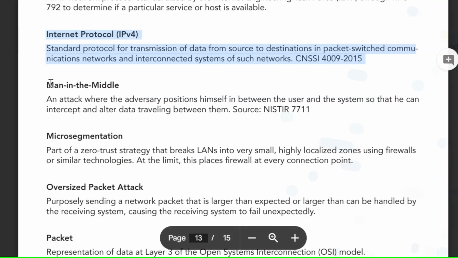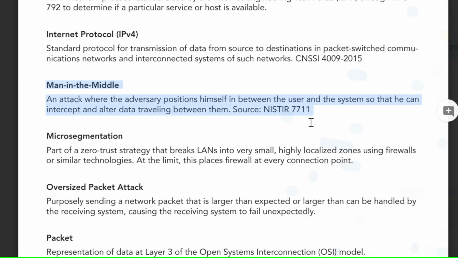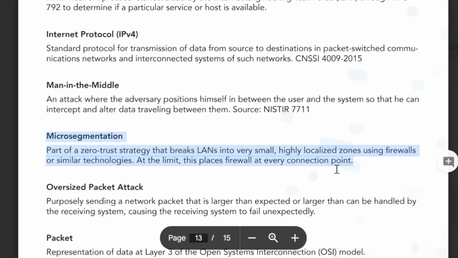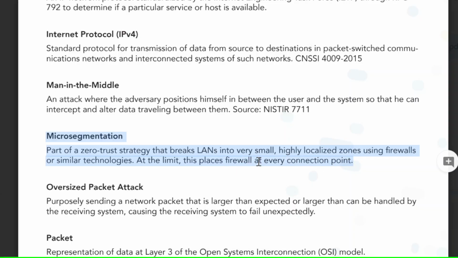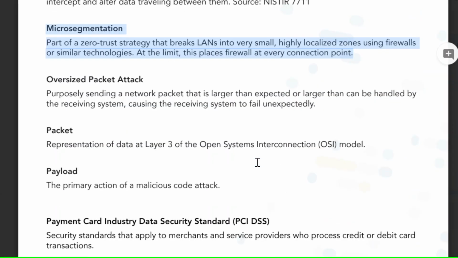Then next we have a man-in-the-middle attack. In a man-in-the-middle attack, an adversary positions himself in between the user and the system so that he can interrupt and alter data traveling between them. Then we have microsegmentation, a part of zero trust strategies that breaks a LAN into very small, highly localized zones using firewalls or similar technologies. At the limit, this places a firewall at every connection point.